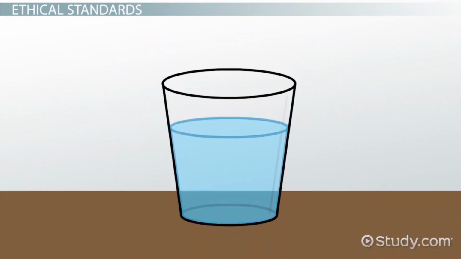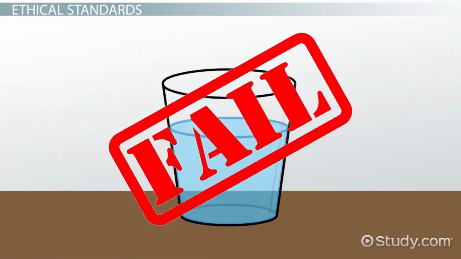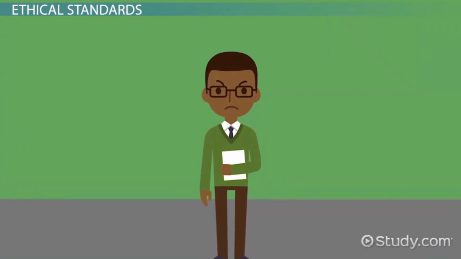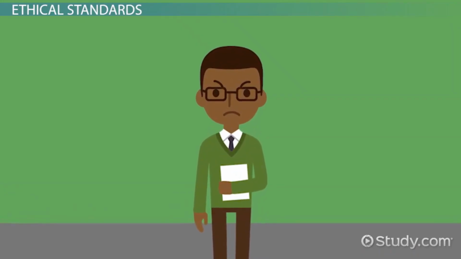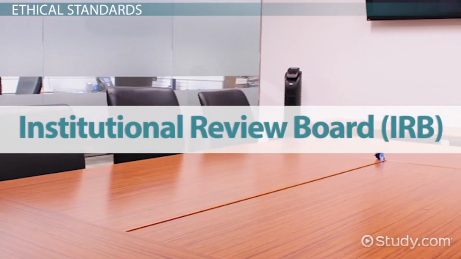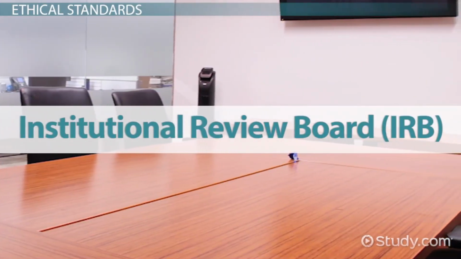The psychologist studying thirst and test performance failed on both of these counts. She made her participants unnecessarily uncomfortable and didn't tell them how long they would really be in the experiment. The experiment would likely not be approved by her university's Institutional Review Board, or IRB.